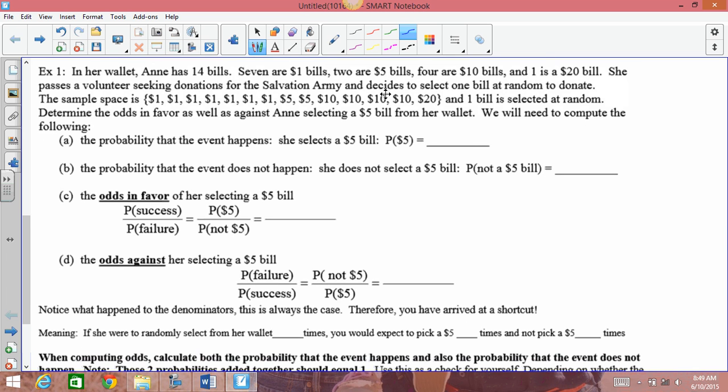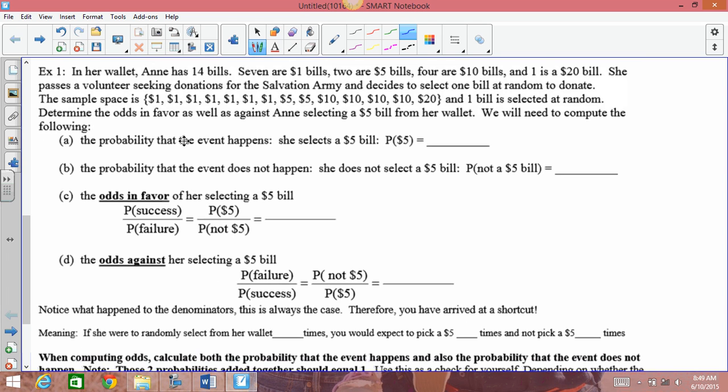She decides, okay, I'm just going to select one bill at random. I'm going to donate it. So for the sample space, I just listed out the 1s, 5s, 10s, and the 20. I want to determine the odds in favor as well as against Anne selecting a $5 bill from her wallet.